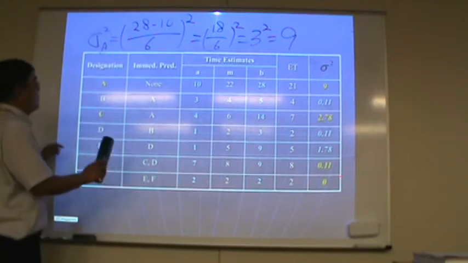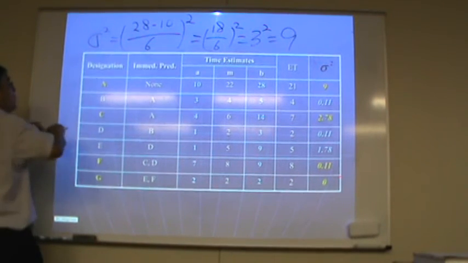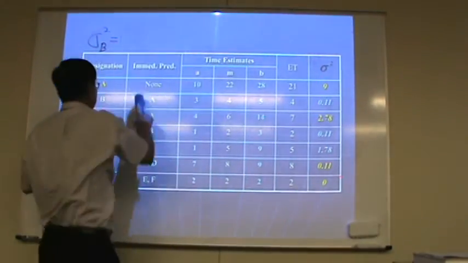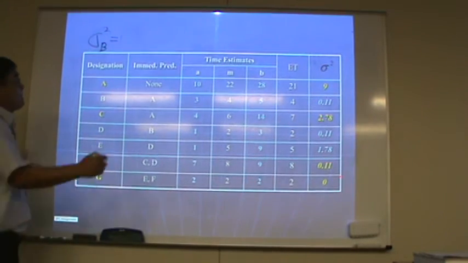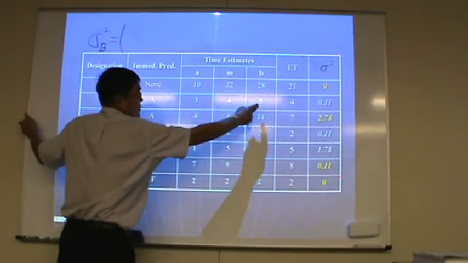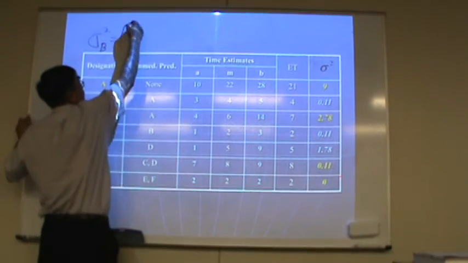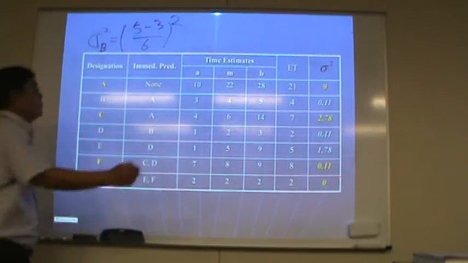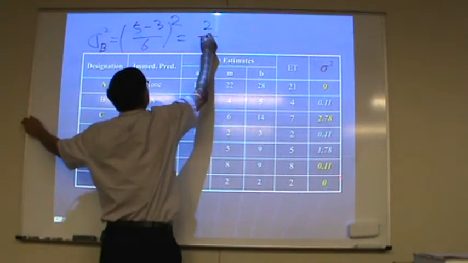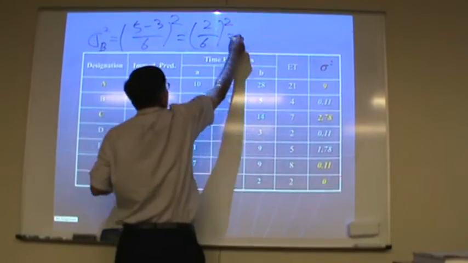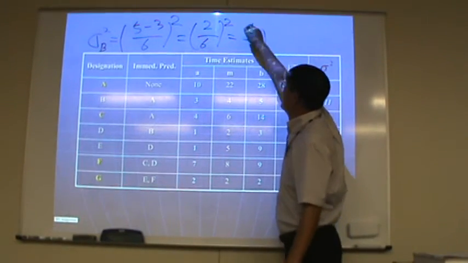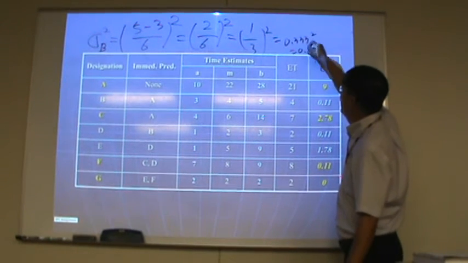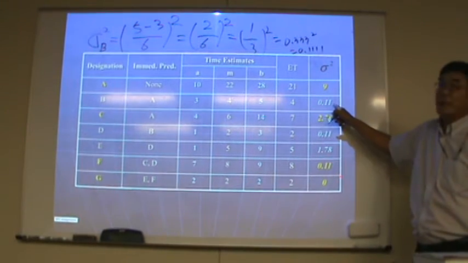How about B? B minus A is 5 minus 3, divided by 6, squared. 2 over 6 squared equals 1 over 3 squared equals 0.3333 squared equals 0.1111. Right? Correct.